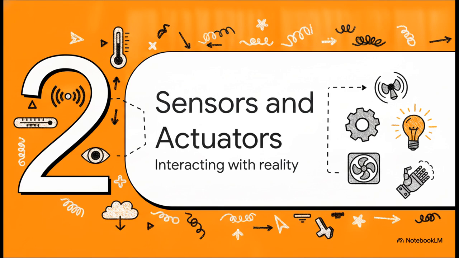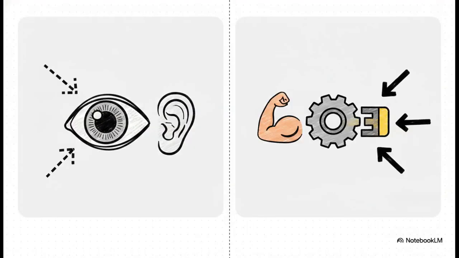Moving right along to Section 2, sensors and actuators. So this is the critical frontier where our digital system meets the messy physical world. Sensors detect changes, like a shift in temperature or sudden movement, and they convert those physical changes into digital data. Basically, they are reading the world around them. Actuators, on the other hand, do the exact opposite. They receive digital signals and convert them back into physical actions. So if sensors are the eyes and ears of our system, actuators are the muscles. They are the motors and switches actually making things happen in the real world.